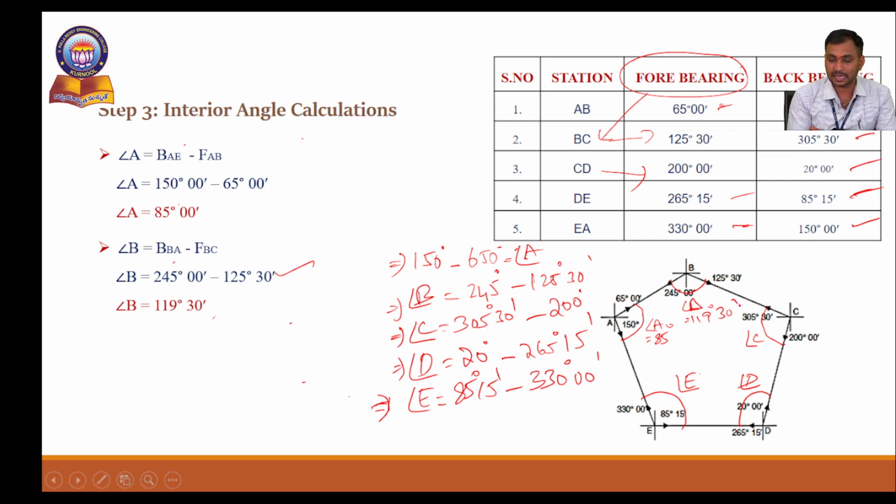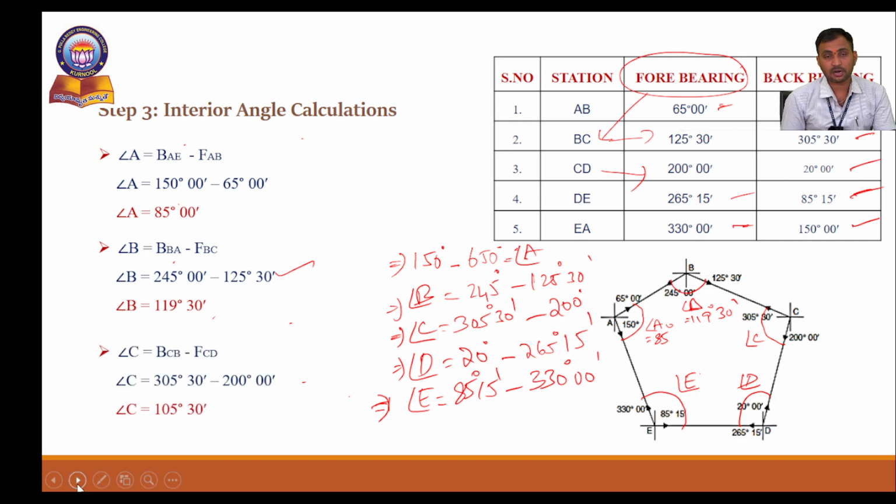Next, what is the angle C? Nothing but 305 degrees 30 minutes minus 200 degrees. See, 305 degrees 30 minutes minus 200 degrees, nothing but 105 degrees 30 minutes.